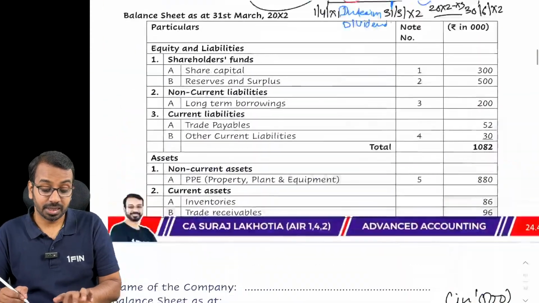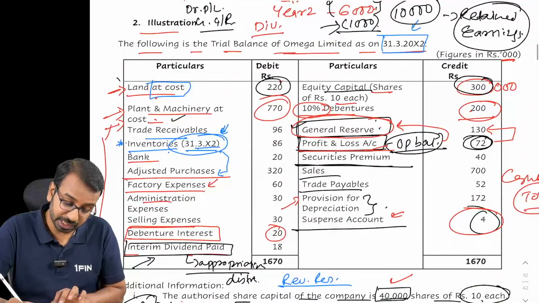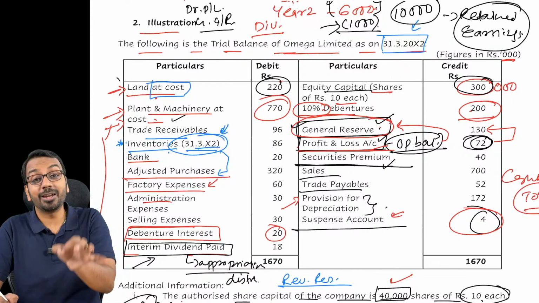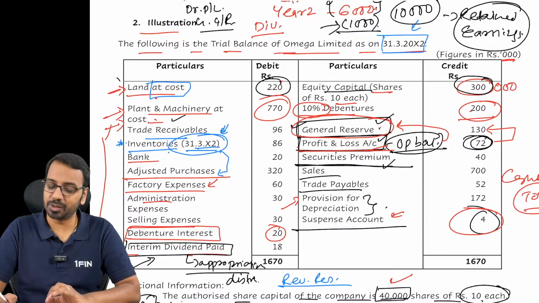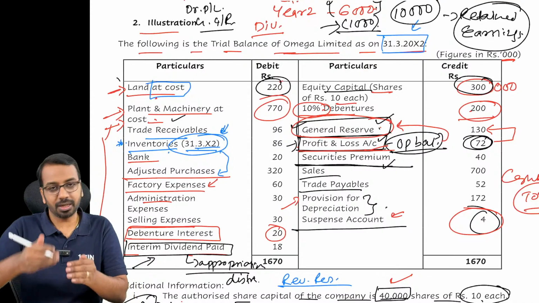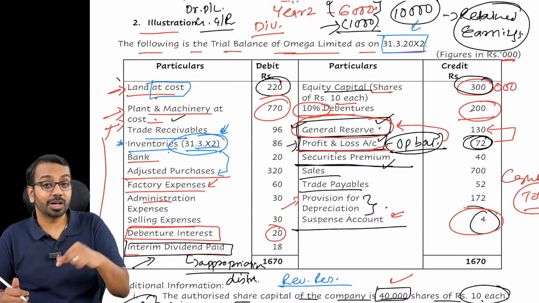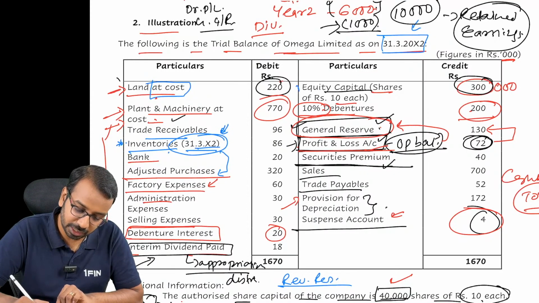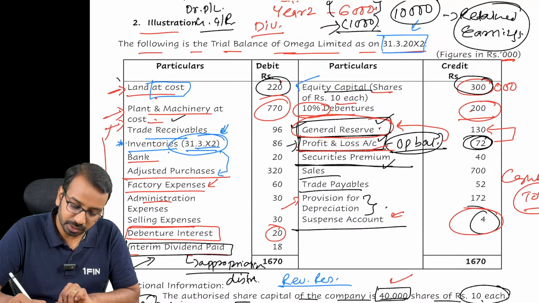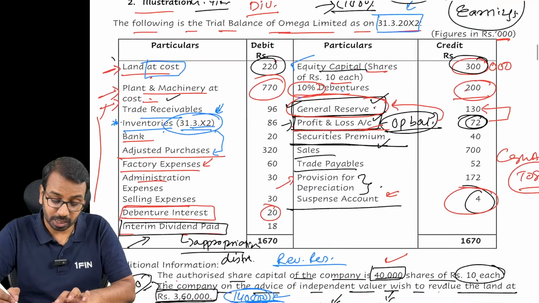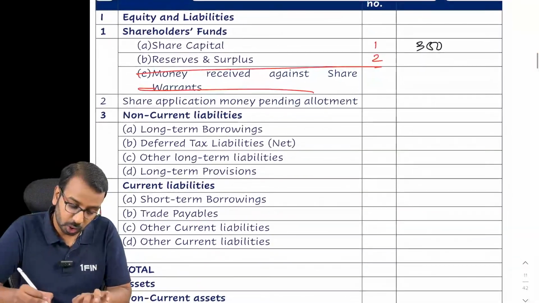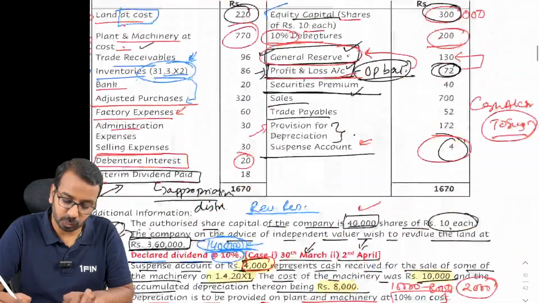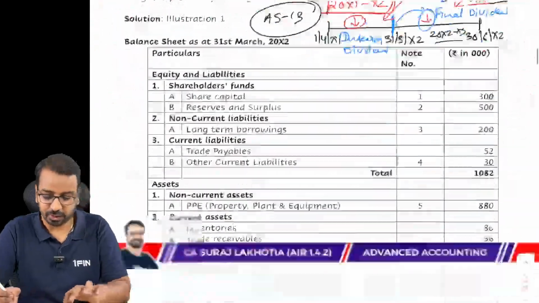Then we have reserves and surplus. Now in reserves and surplus, they have given us general reserve, P&L opening balance, securities premium, and there is a revaluation of land. So that also comes under reserves and surplus. As far as P&L account is concerned, we'll write it at the end so that whatever is the profit during the year, we can add it. So first, equity share capital, done. Then 10% debentures comes under liability, so we will post it under long-term borrowings, note number 3. But first let's finish note number 2, which is general reserve, P&L, securities premium.